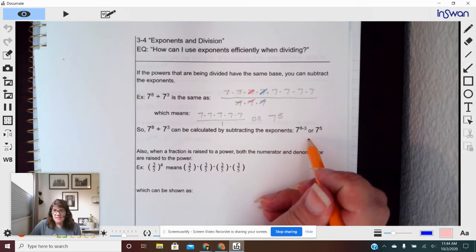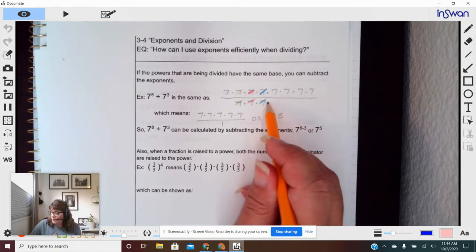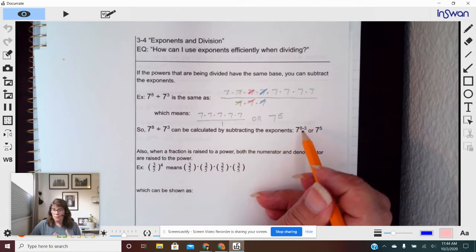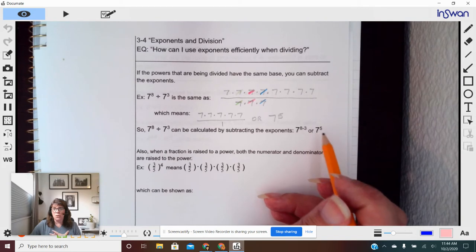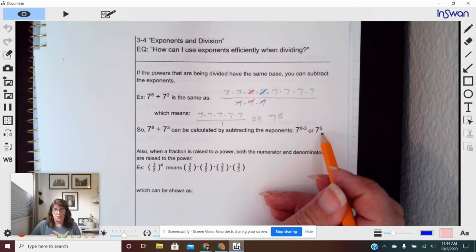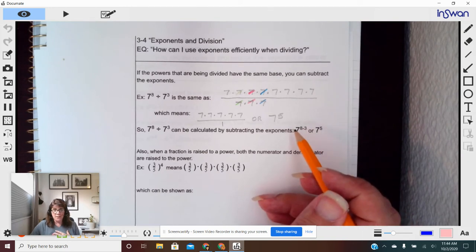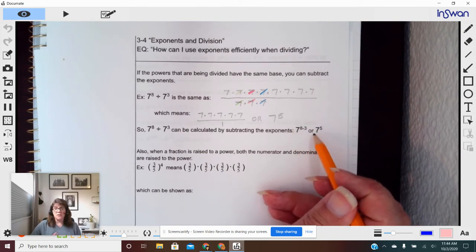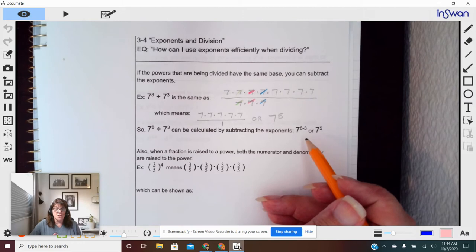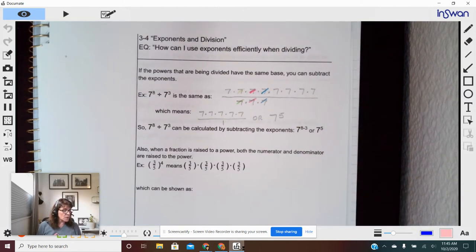I will consistently remind you of why we do something, because in my world, if I know why the rule exists, the rule is a whole lot easier to remember. Okay, I don't want you memorizing a bunch of rules. I want you to understand and then realize a rule exists to help you, to make it more efficient.